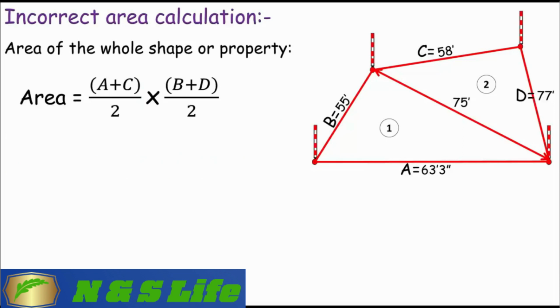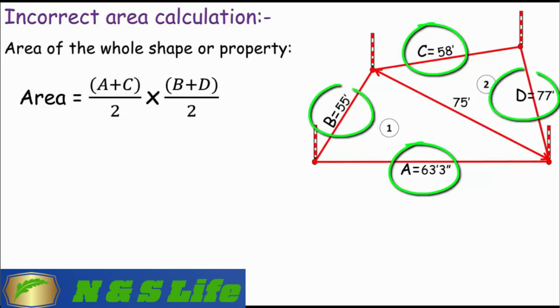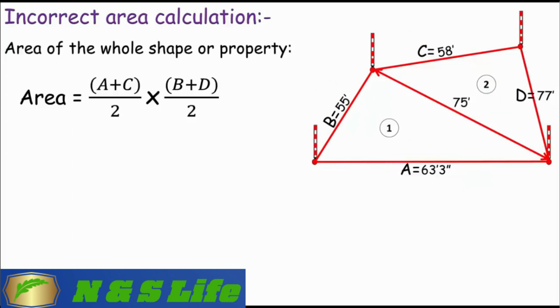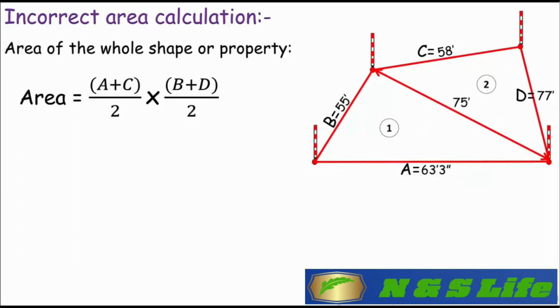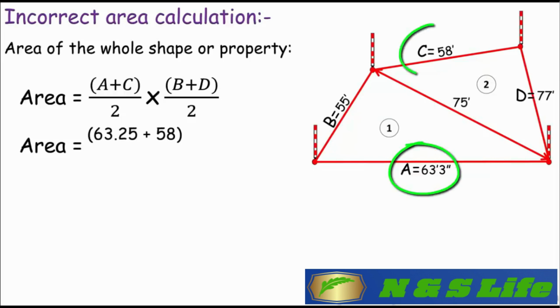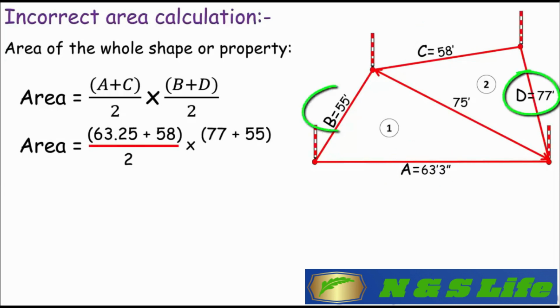According to this formula, take an average of the opposite sides and multiply it with an average of the other two sides to get the whole area of the given shape. Like in this case, the total area of the property must be 63.25 plus 58 divided by 2, which is the average of two opposite sides, times 77 plus 55 divided by 2, which is the average of the other remaining sides.